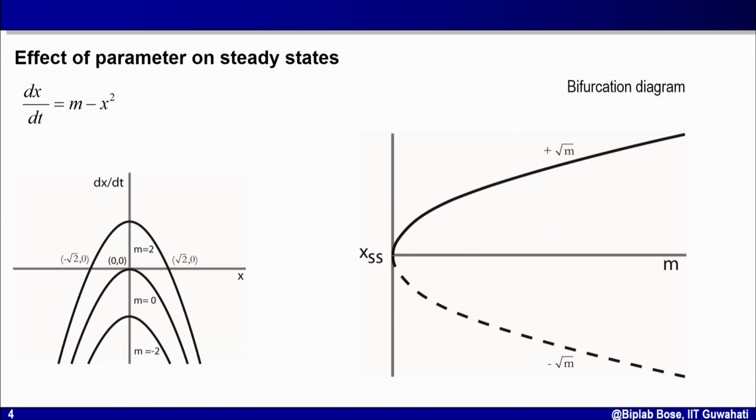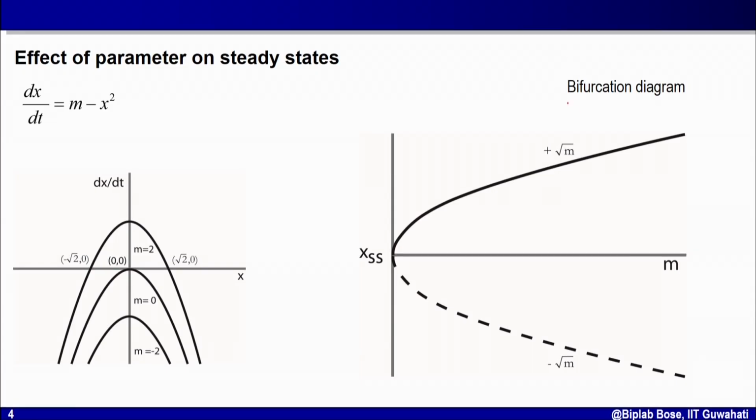There is a better way of representing the same thing. That's what I have drawn here, and this type of plot is called a bifurcation diagram. In a bifurcation diagram, you take the parameter which is showing this type of effect, for example in this case m, on the horizontal axis, and the steady state values of x, the dependent variable, on the vertical axis, and you try to plot.